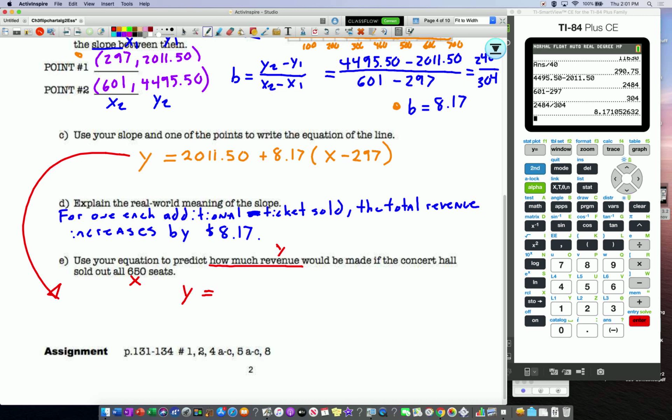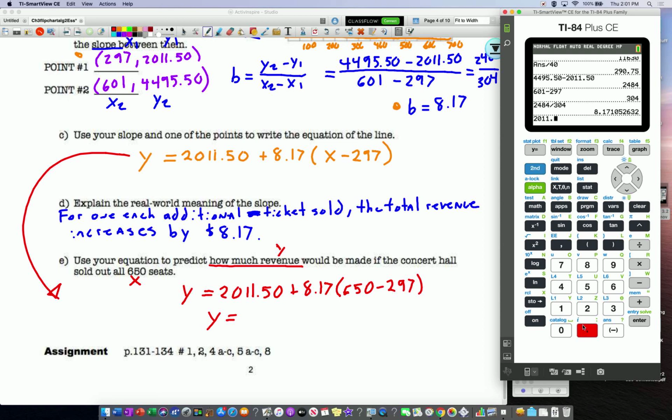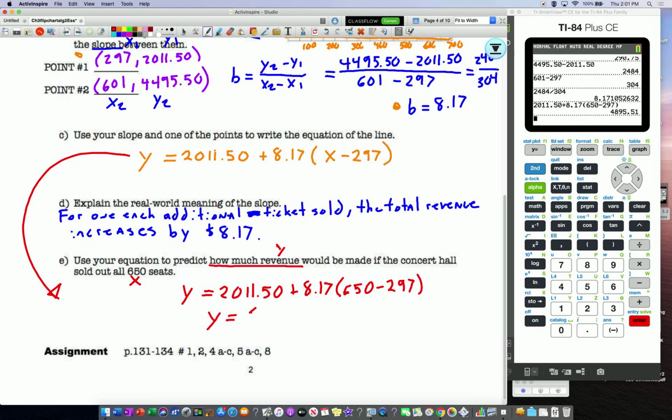So now I just need to plug it into this equation. So I want y, it equals $2,011.50 plus $8.17 times 650 minus 297. So I get y2 equal 2011.50 plus 8.17 parentheses 650 minus 297 close parenthesis. Hit enter, and I get a revenue of $4,895.51.